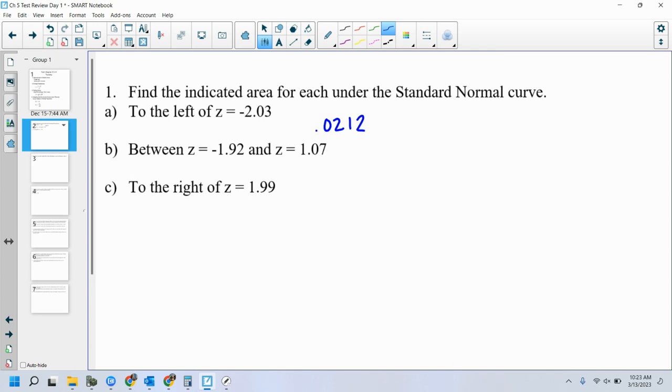Part B, between negative 1.92 and 1.07. Remember, when it's between, you just find the two percentages and find the difference. So let's take negative 1.92. Right there, 0.0274. And 1.07. Turn the page. 1.07 over here, 0.8577.